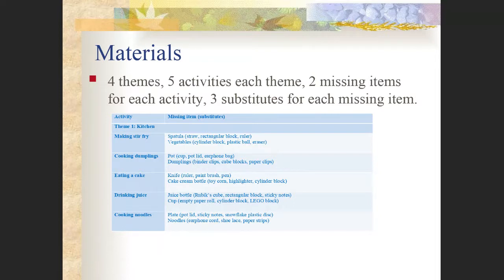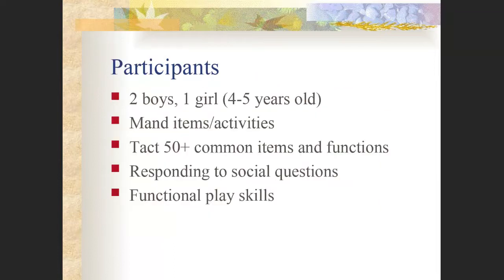For example, in the kitchen, we have 5 different activities. The first one is making stir fry. The 2 missing items were the spatula or the vegetables. And then we provided some possible substitutes. For the spatula, we provided a straw, a block, and a ruler, and for the missing vegetables, we provided a cylinder block, a plastic ball, and an eraser as possible substitutes. These are just some examples.